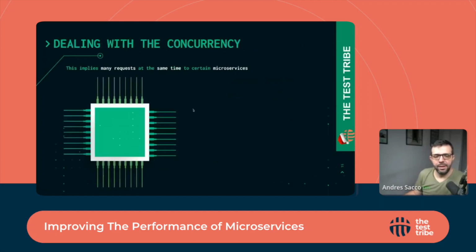Okay, dealing with concurrency. Concurrency is many requests at the same time to obtain dynamic information.